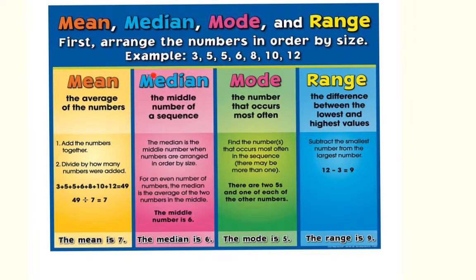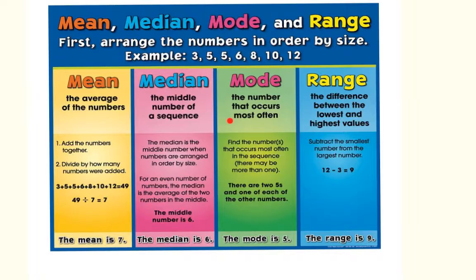The median is the middle of the number sequence. Just like the median of the road is the middle of the road, that's the middle of the numbers. So the median is the middle number when the numbers are arranged in order by size. And if you have an even number of numbers, then you take the average of the two middle numbers.